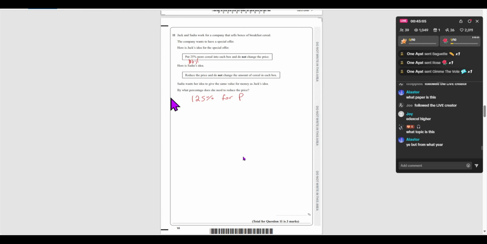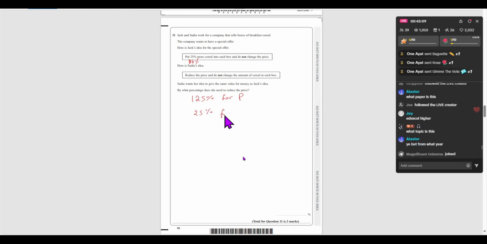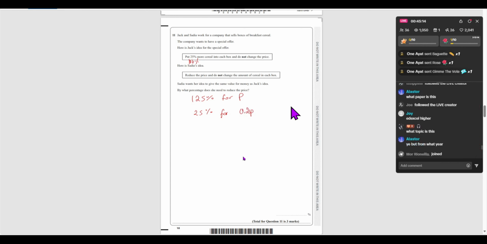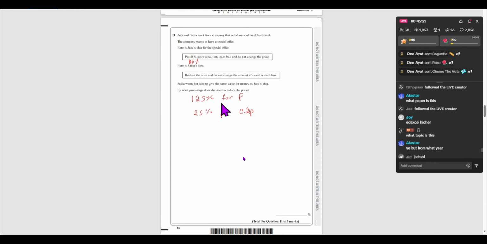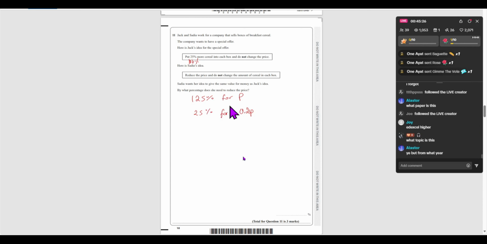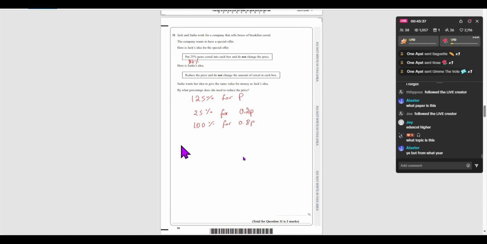Now 25% will be 0.2p. I put p as just a variable, guys. I just put it as a variable because then we can do it easily. So 0.2p is because we divided by 0.2, obviously. And then to get 100%, you will get 0.8p times by 4. And then we can just work out.